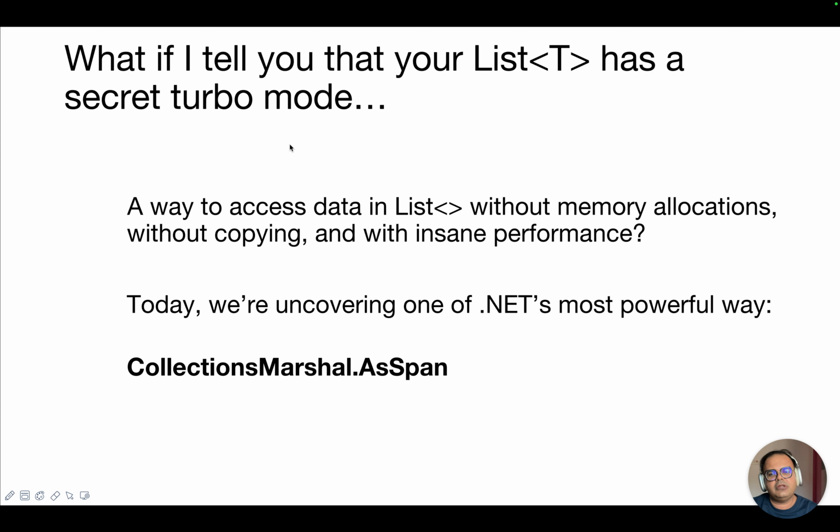What if I tell you that your list has a secret turbo mode? A way of accessing the data in a list without memory allocation, without copying, and with insane performance. Yes, with insane performance. Today we are going to uncover one of .NET's most powerful ways of looping through the list and accessing the data from the list, which is called CollectionsMarshal.AsSpan.